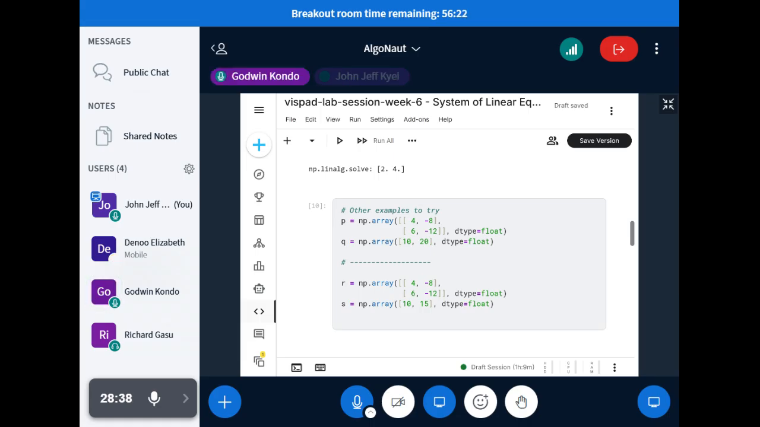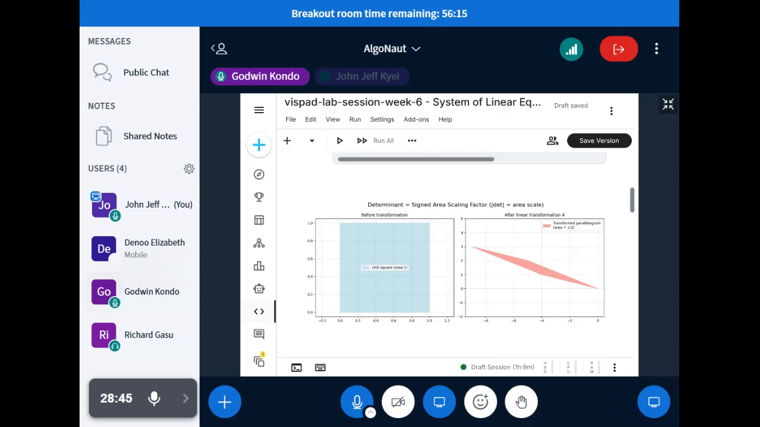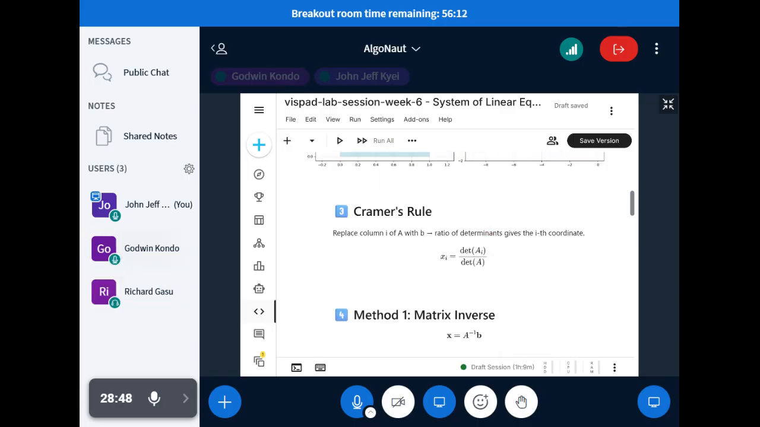Please, with respect to Cramer's rule, in which application can we use it? Cramer's rule is more of just teaching how it works. It's just giving you an intuition of how the determinants of a matrix are related to find the x and y values.